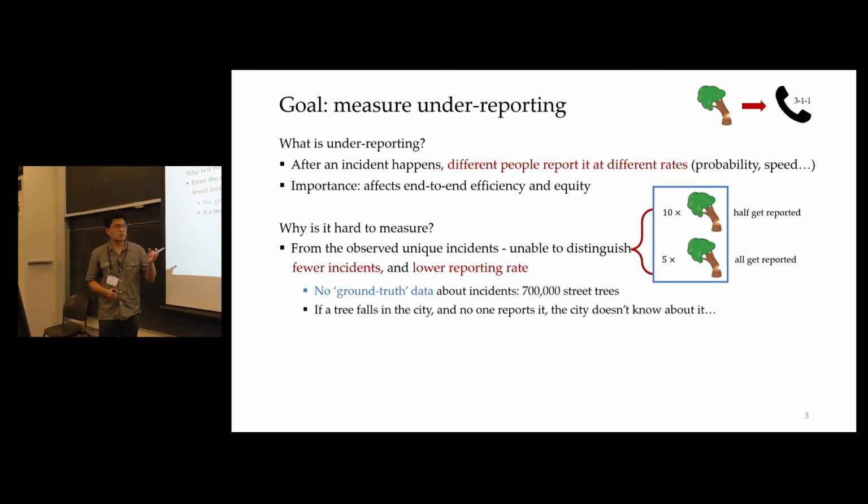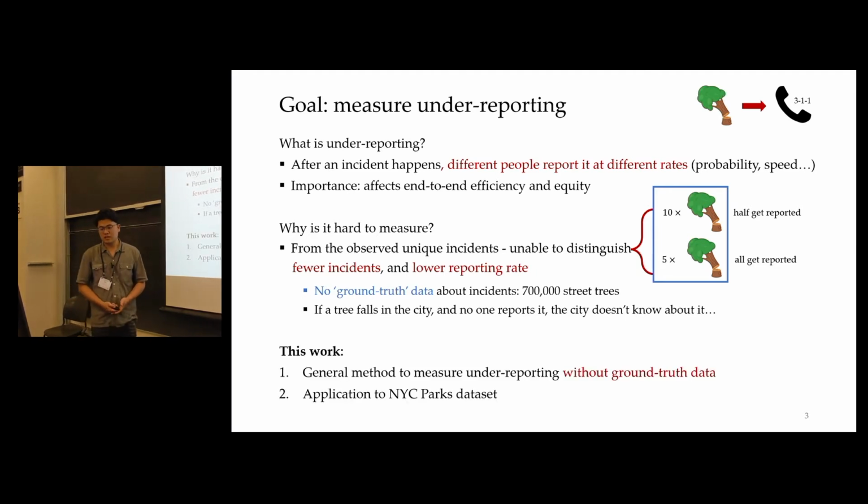So let's take this toy example. Suppose we have 10 broken trees and half of them get reported, versus we have 5 broken trees and all of them get reported. Then from the perspective of the Parks Department, these will look exactly the same. This problem is brought upon by the fact that we have no ground truth data about the incidents. This is because, for New York City, we have 700,000 street trees, and it's simply infeasible for the Parks Department to inspect them all in real time. Hence, we say if a tree falls in the city and no one reports it, then the city doesn't know about it.